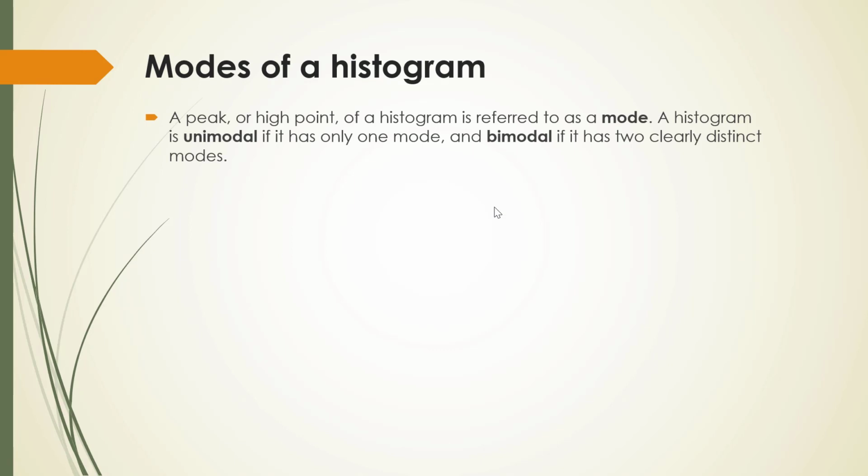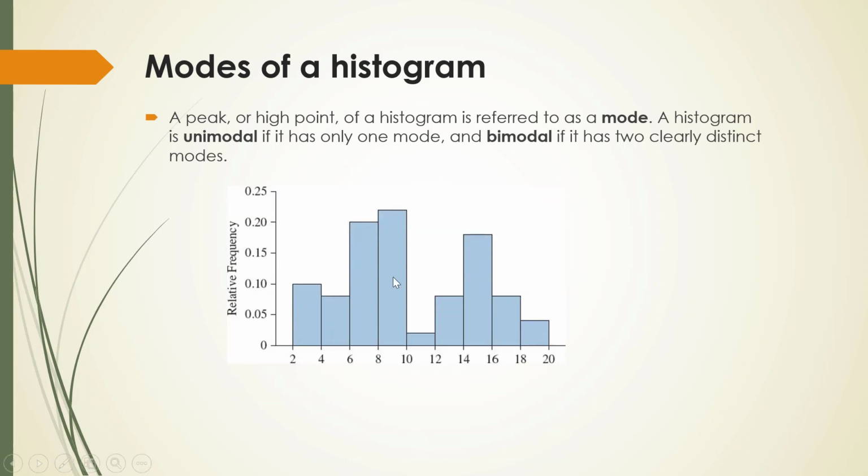The peak or high point of a histogram is referred to as a mode. A histogram is unimodal if it has only one mode, and bimodal if it has two clearly distinct modes. For example, this is a histogram with two modes, so this is a bimodal histogram.